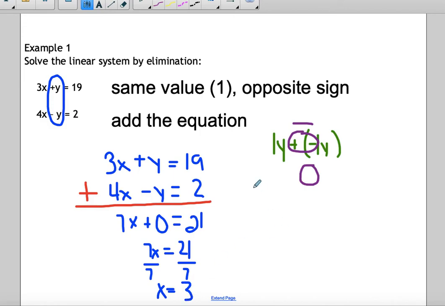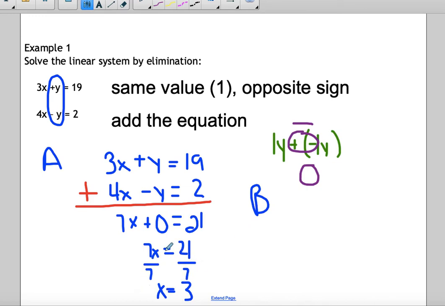Okay, so this is the elimination method. Find where the coefficients are the same. If the signs are opposite, add. If the signs are the same, you would subtract. And then just subtract the coefficient or add the coefficients as being said and solve for x. So this would be part A of the solution. Part B is we need to find the y value.